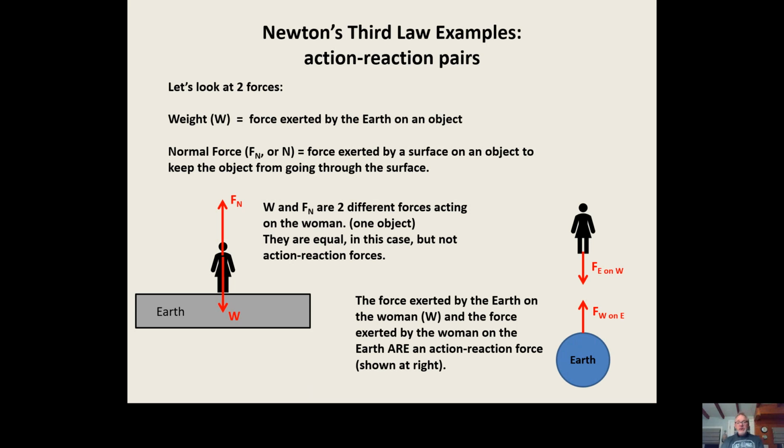What does make an action-reaction pair is what we look at here, okay? We need the two objects. What are the two objects? We have the earth pulling down on the woman. That's her weight, all right? So F_e on W, that's the force of the earth acting on the woman. The woman also pulls upwards on the earth, right? The woman, so F_w on earth, that is the force that the woman is exerting on the earth.